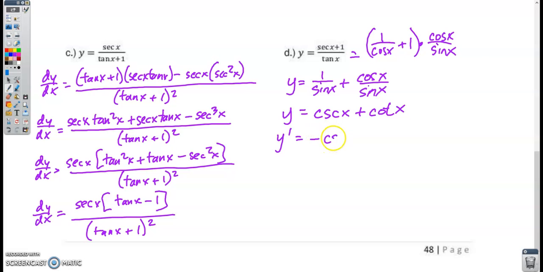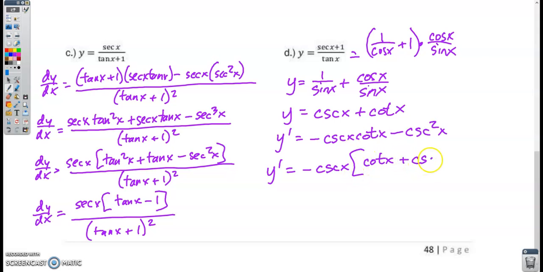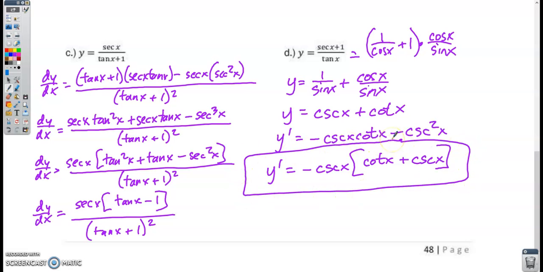Derivative of cosecant is negative cosecant cotangent. Derivative of cotangent is negative cosecant squared, and then I'm going to go ahead and factor a negative cosecant of x out of both of these. And boom, I'm finished. And that was undoubtedly easier than it would have been to find that derivative using the quotient rule.